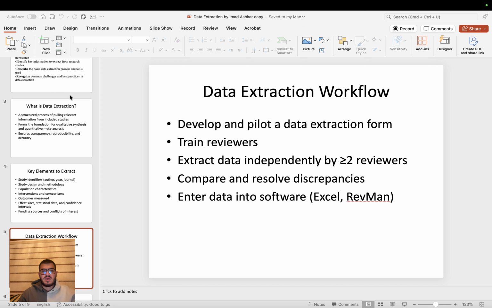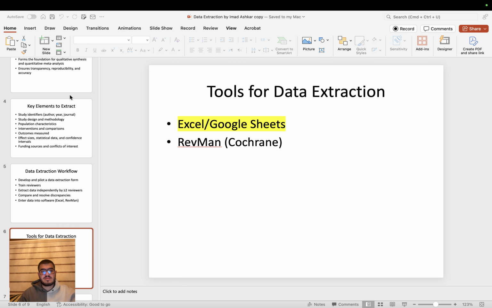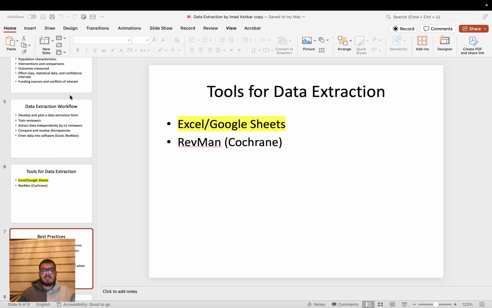Basically the software we use is Excel. Now Revman, I included it for the sake of completion, but based on my research they have a part for data extraction but it's not used. Revman is only used to generate the forest and the funnel plots for the meta-analysis. And as you can see here, the tools we use are mainly Excel.